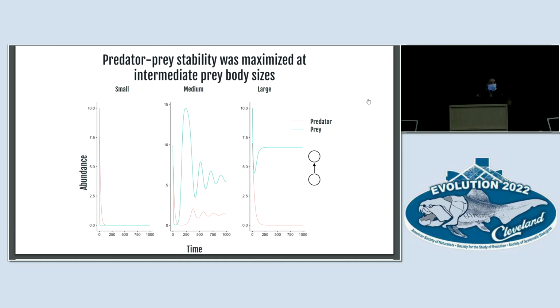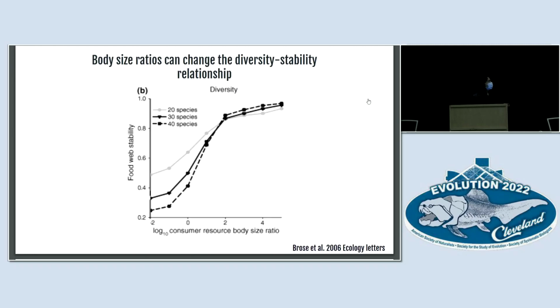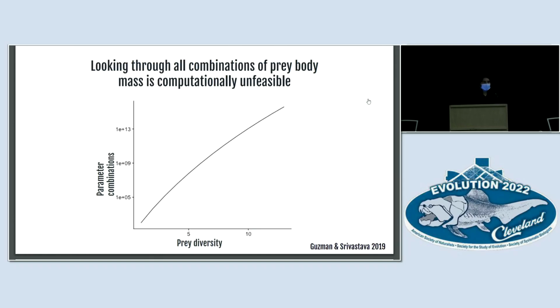But as a community ecologist, I wanted to know what happens with more species as we increase diversity. Previous studies had shown that the stability of a food web depends on the consumer-resource ratio as well as the diversity of the food web. But I wanted to break down some of the consumer-resource ratios as well as include this nonlinearity in attack rate and handling time. Even though the only parameter in my model was the body size of the prey, as I increased prey diversity, the number of prey species, the combinations in parameter space became very, very large, like this is in log scale. So the number of combinations became computationally unfeasible to run the model.